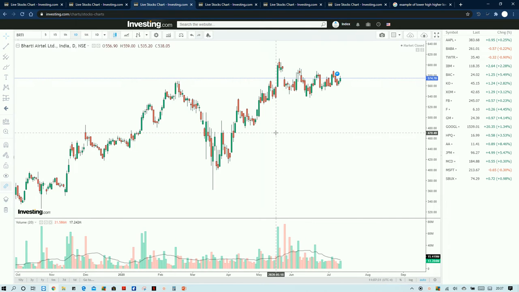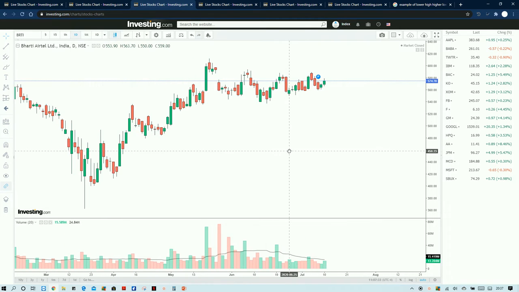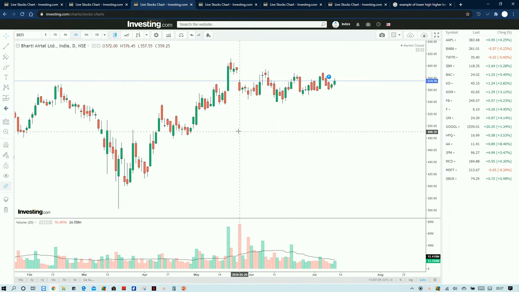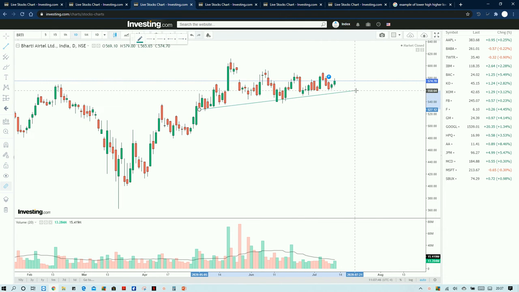So this is Bharti Airtel. In the Airtel stock also you can identify the lower low somewhat here. The higher low also you can take. Here you can see you connect the red with the red. So red with the red you have connected. Now you slightly do some adjustments.